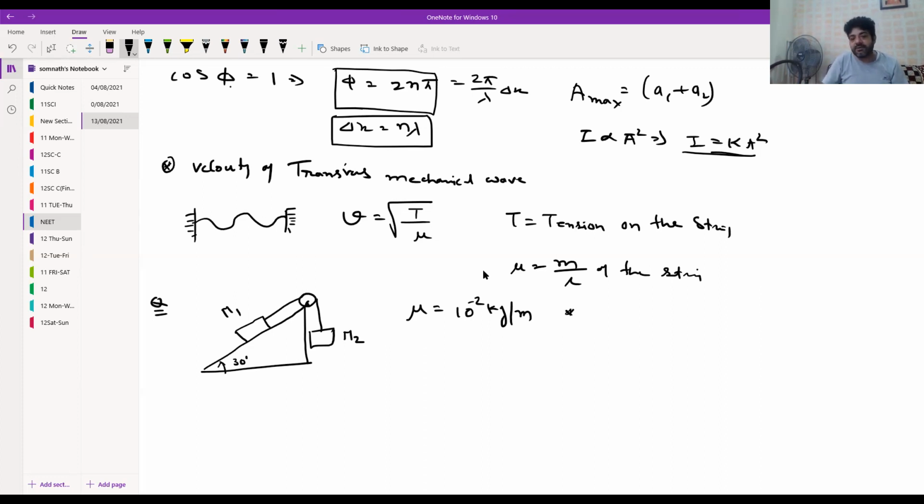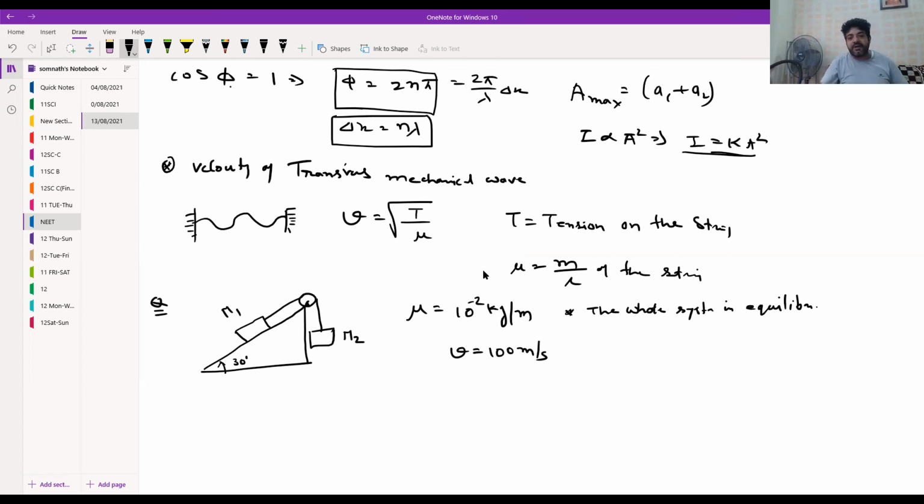That is very, very important. The whole system is in equilibrium. Now a transverse wave is propagating on the wire with the velocity. ये जो tight wire हो गया, इसमें एक transverse wave propagate किया है, जिसका speed है 100 meter per second. Now the question is that calculate the mass m1 and m2.